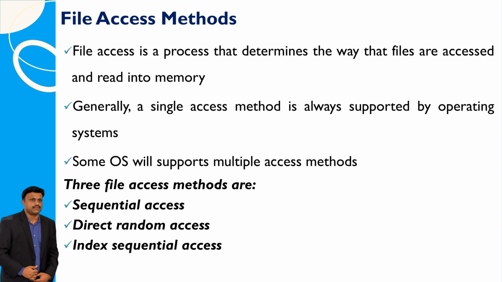File access methods are essential processes dictating how files are accessed and loaded into memory within an operating system. Typically, operating systems support a primary access method, though some accommodate multiple methods. The three primary file access methods are sequential access, direct random access, and index sequential access. Sequential access involves reading files sequentially from start to end. Direct random access allows for direct retrieval of data from any point in the file, and index sequential access utilizes an index to facilitate efficient retrieval of data based on specified criteria.